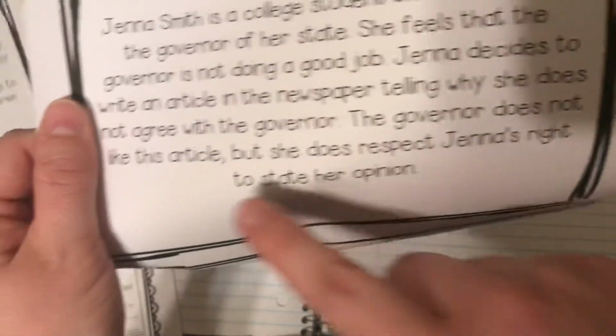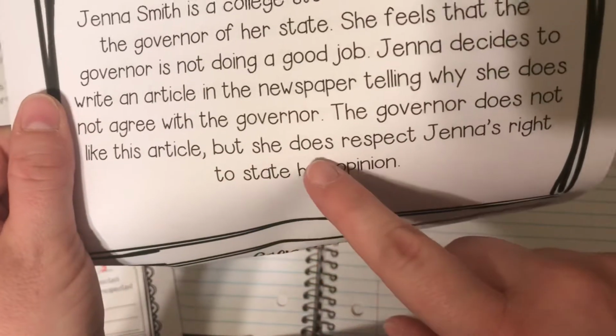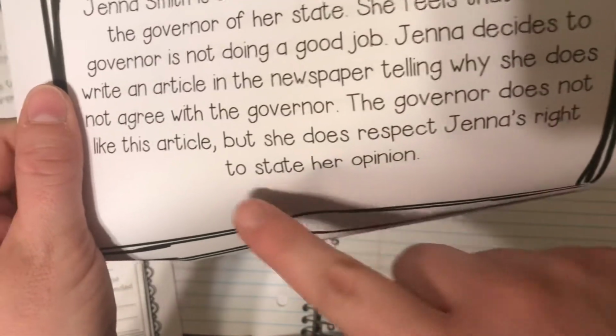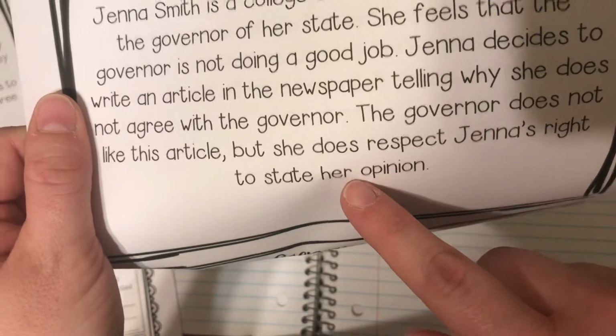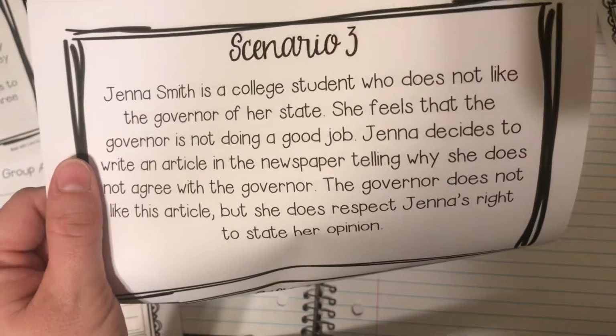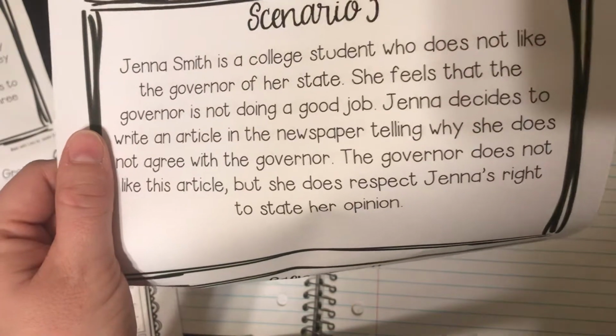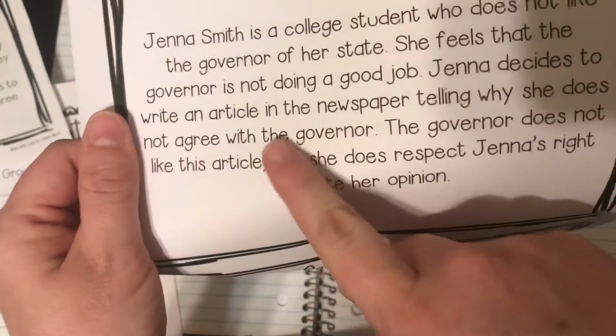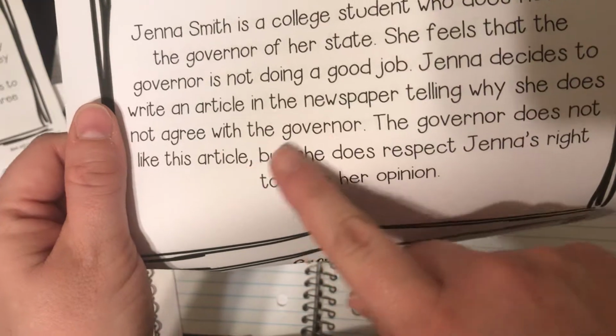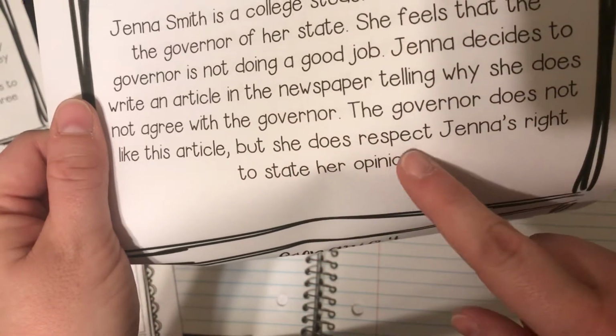The governor does not like this article, but she does respect Jenna's right to state her opinion. Okay, so this is a different scenario than the other 2. It seems like Jenna's right is respected. She doesn't like the governor. She writes to the newspaper and tells them that. The governor sees it, but she respects Jenna's right.